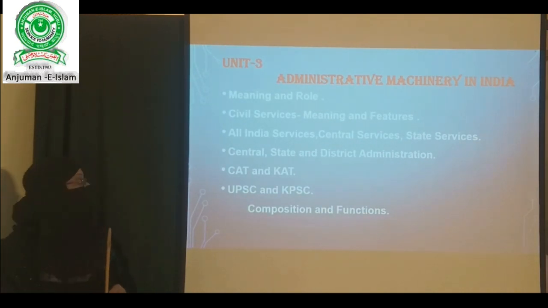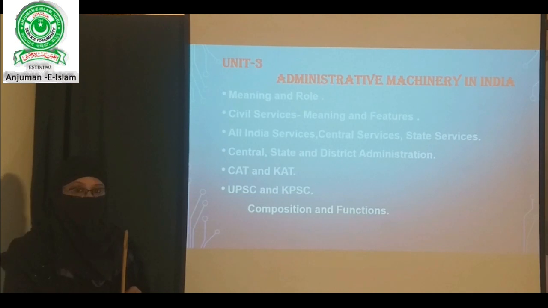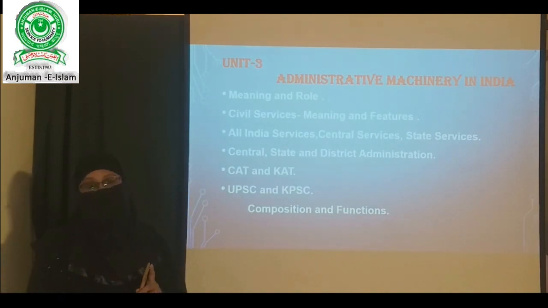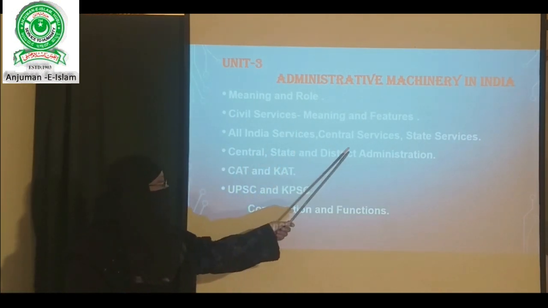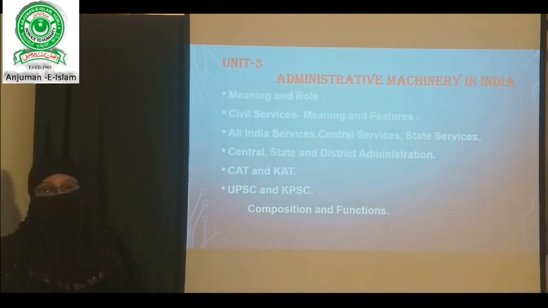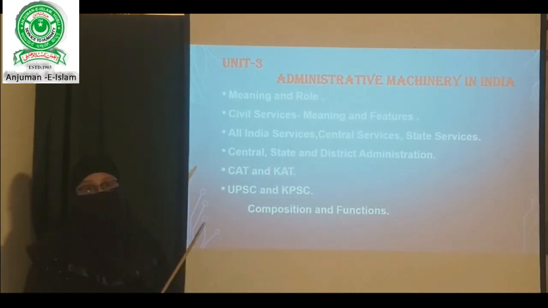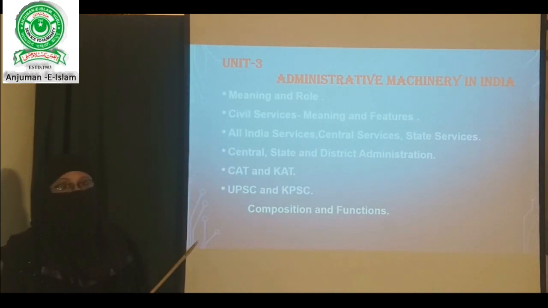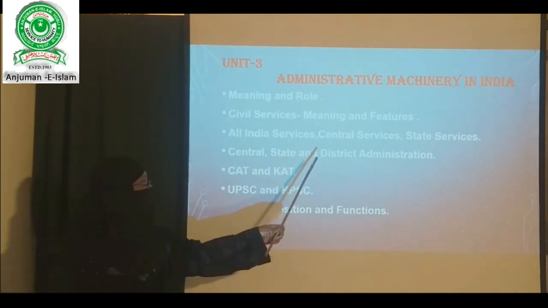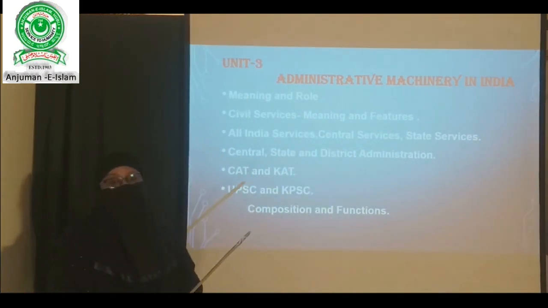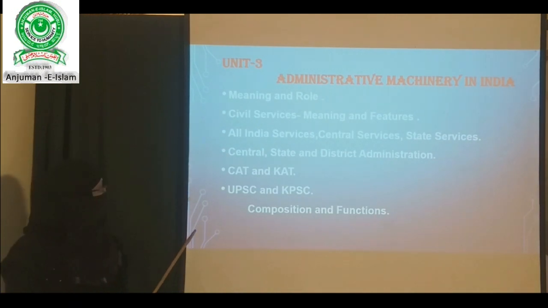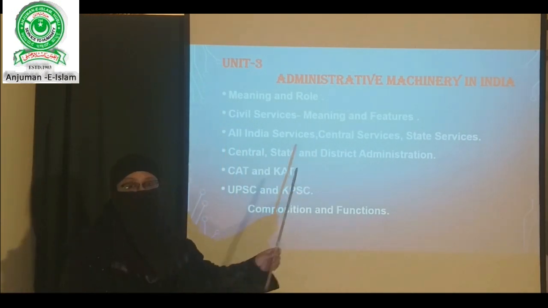Next comes the civil services. Under this, we will see the meaning and features of civil services. Then come all India services, central services, and state services. Because we have adopted the federal concept in our country, that's why we have central and state services. And again, in administration, we have to understand how all India services, central services, and state services work. Next, central, state, and district administration.